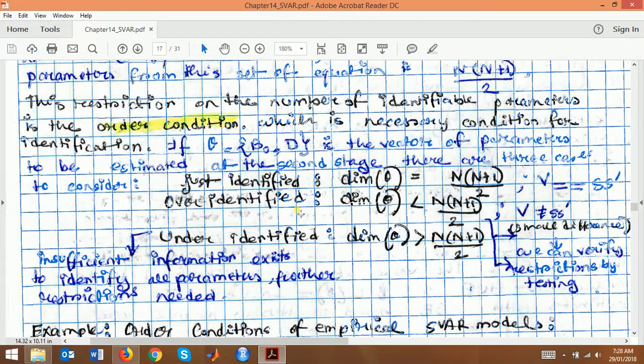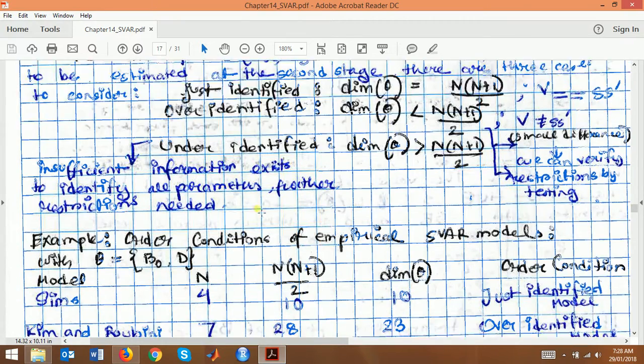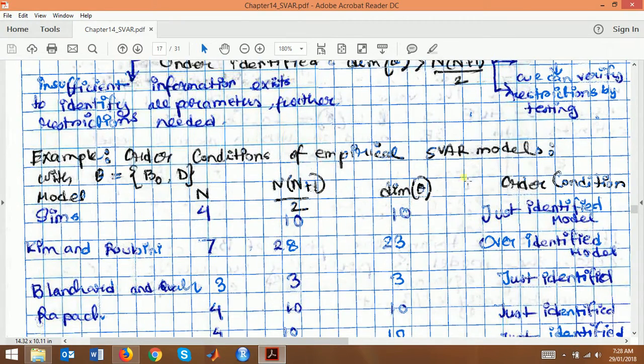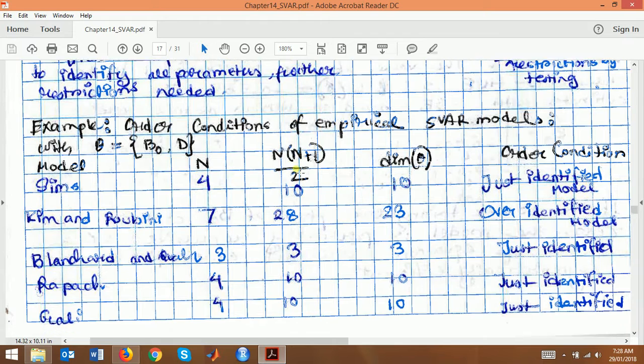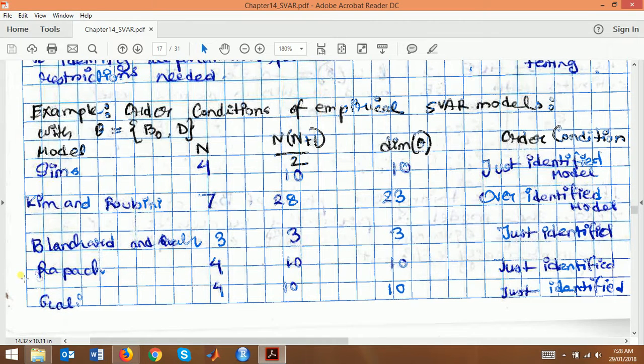On the other hand, the under-identified case affirms we need more restrictions. So for example, order conditions of empirical SVAR models with two parameters. You see, we have talked about different models: Sims, Kim and Roubini, Blanchard and Quah, Rapach and Gali, and the Sims model was just identified. Kim and Roubini had an over-identified model because the dimension was less than n into n plus 1 by 2.